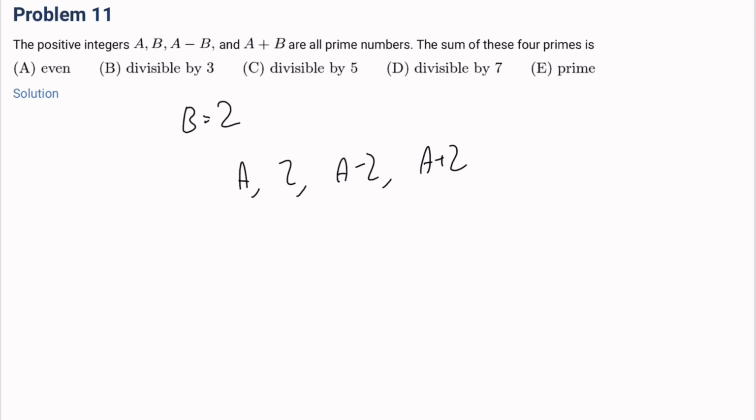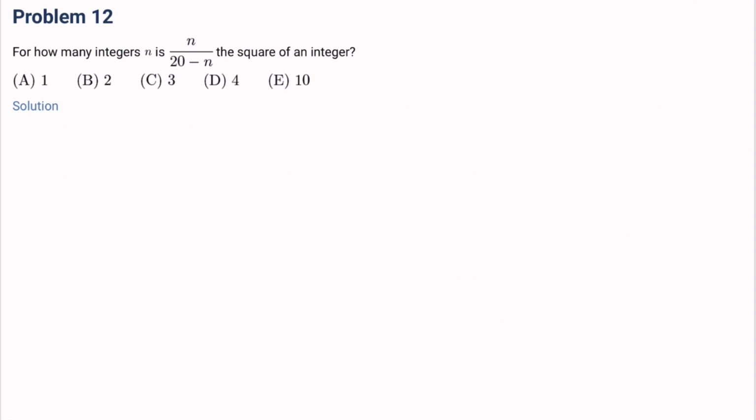And then if we look at a equals 5, then that is actually the case, right? So that would be 5, 2, 5 minus 2, which is 3, and 5 plus 2, which is 7. And so the sum of these 4 primes is 17, and 17 is prime. The answer is E. Number 12, for how many integers n is this the square of an integer?